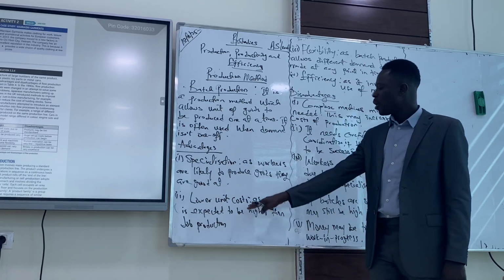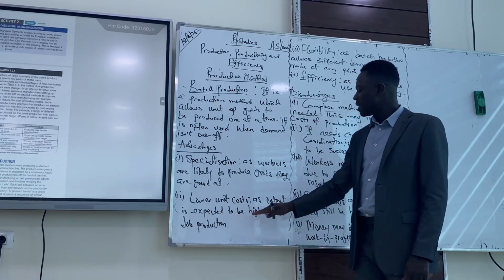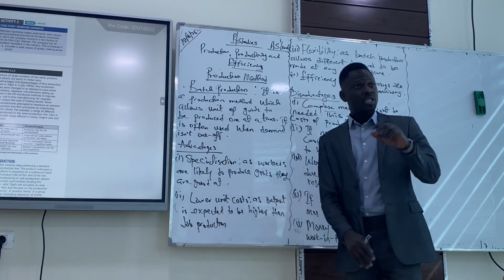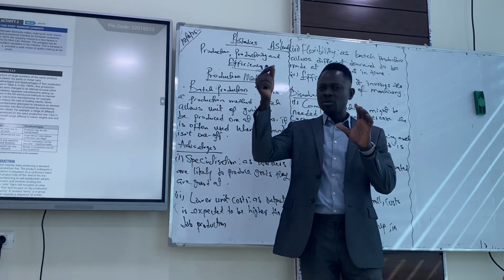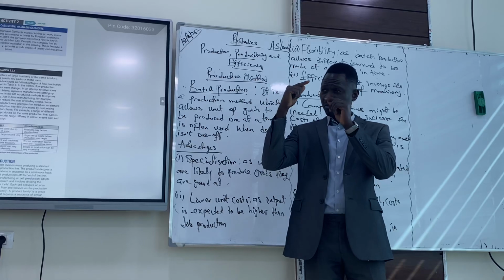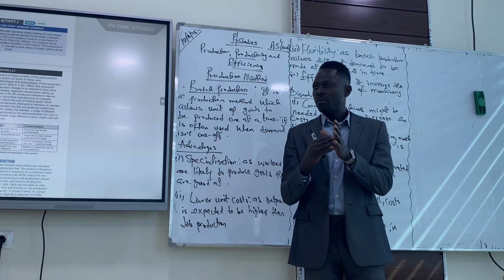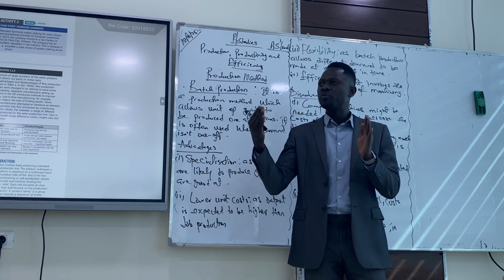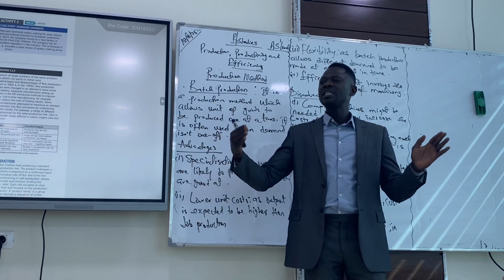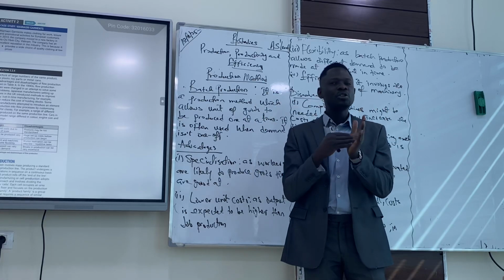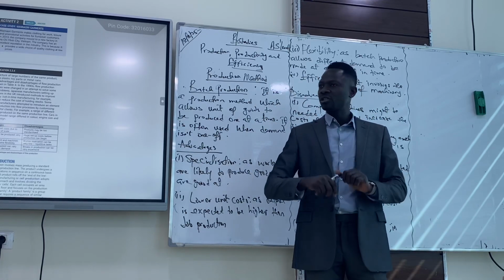The second one, lower unit cost, as output is expected to be higher than job production. In job production, you are producing for a certain customer, which means output is expected to be low. But with batch production, it's expected to be a large quantity. So if it is in large quantity, you should be having a reduced average cost of production.